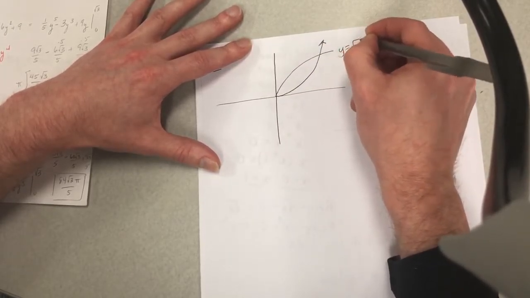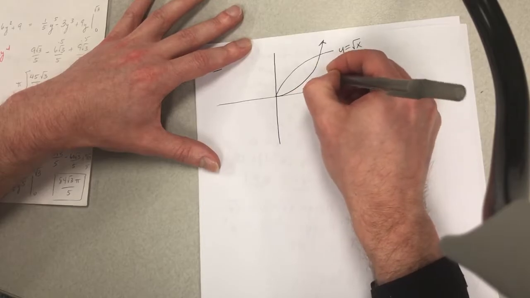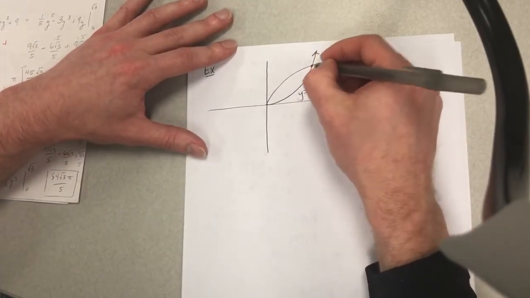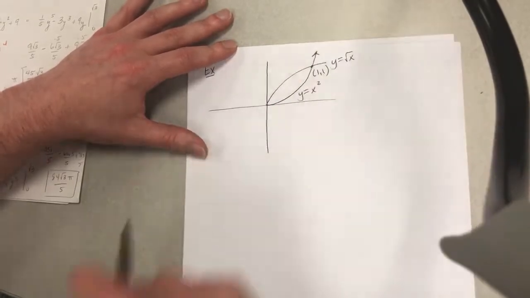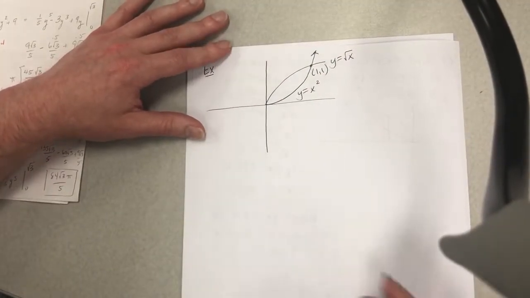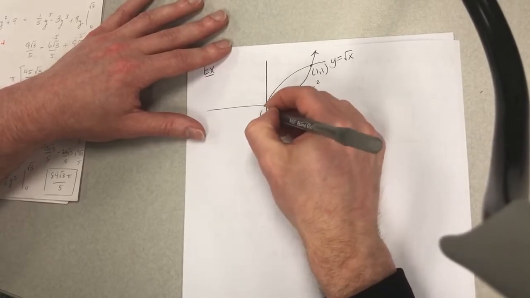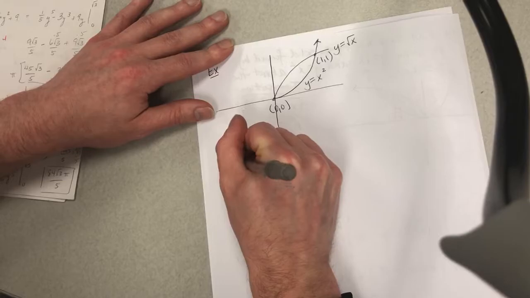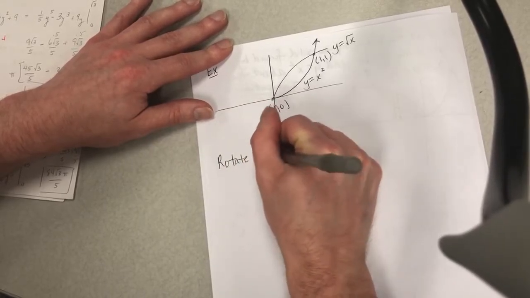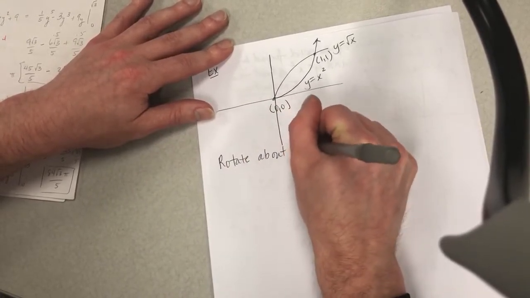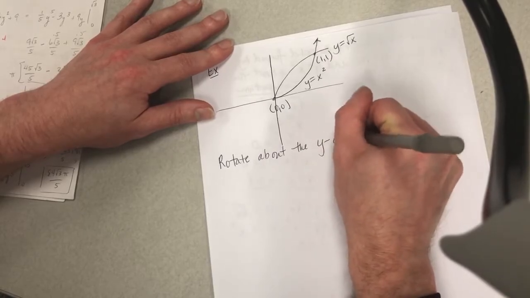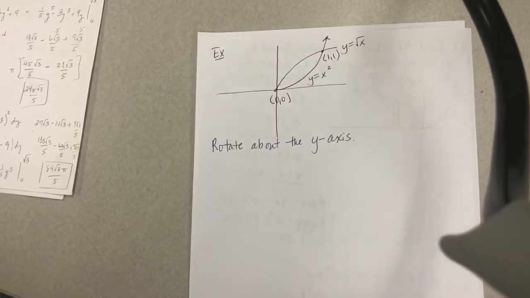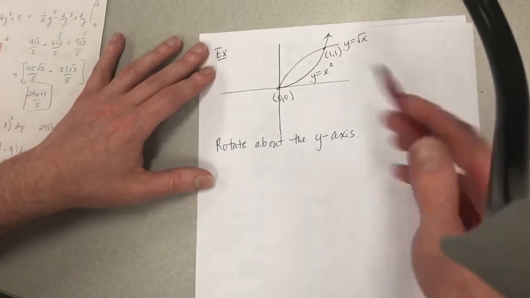So this is y is equal to the square root of x. This is y is equal to x squared. And this was the point 1, 1. Okay. And this is the point 0, 0. Now, we're going to rotate about the y-axis. Okay. So we'll rotate this about the y-axis. We have our intersection points.